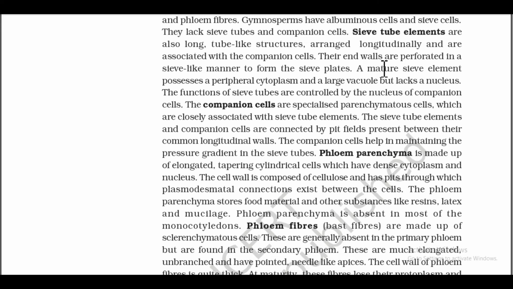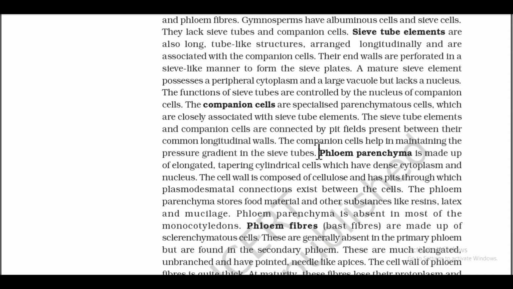A mature sieve element possesses a peripheral cytoplasm and a large vacuole but lacks a nucleus. The functions of sieve tubes are controlled by the nucleus of companion cells. The companion cells are specialized parenchymatous cells which are closely associated with sieve tube elements. The sieve tube elements and companion cells are connected by pit fields present between their common longitudinal walls. The companion cells help in maintaining the pressure gradient in the sieve tube.